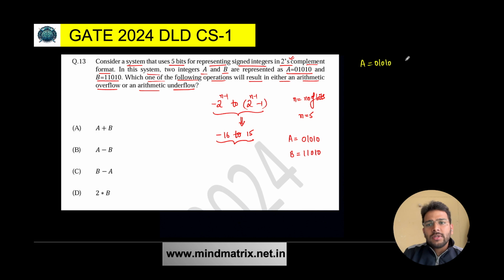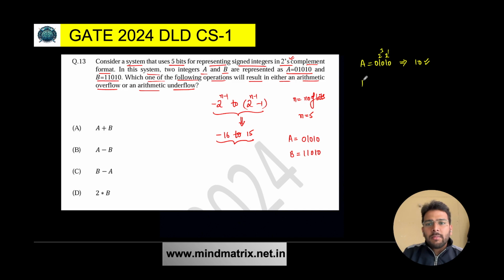This is nothing but 10, right? You can easily calculate. This is in 2's complement format. The most significant bit is 0. So 2 raised to the power 0, this is 2 raised to the power 1, this is 2 raised to the power 3. So 1 into 2 raised to the power 3, that is 8 plus 2. It is going to give you 10.